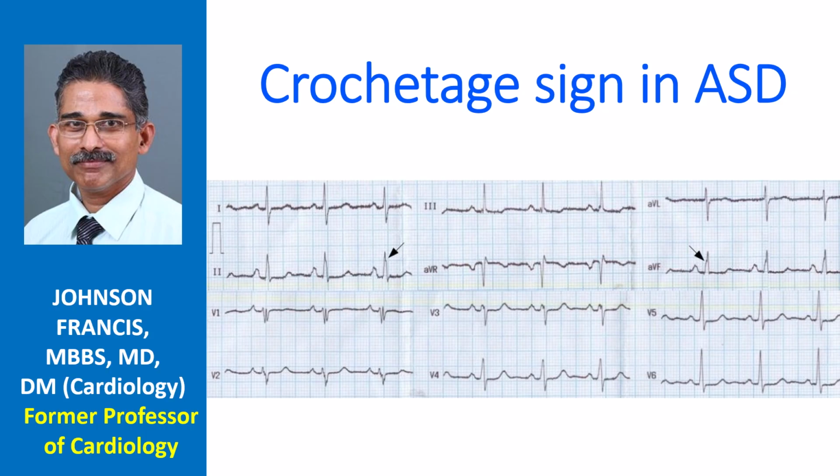Crochetage sign in ASD manifests as notching of the R wave near the apex in inferior leads, marked by arrows. Sharp P waves in V1 and 3 mm tall P waves in lead 2 suggest right atrial overload. The rSR prime pattern in V1 is suggestive of right ventricular volume overload.